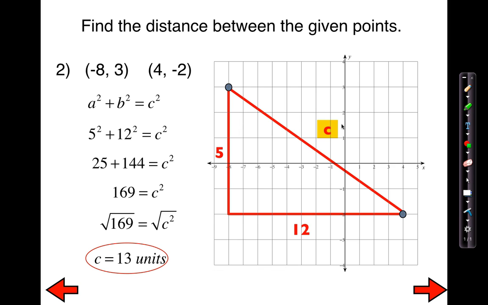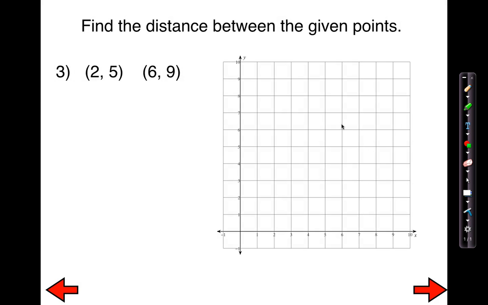So those two examples were nice, perfect squares. Now what do we do if they're not? So let's check it out. For number 3, we're given the same instructions to find the distance between the given points. I'm going to go ahead and plot the 2 points. 2, 5 is my first one, and then 6, 9 is my second one. I'm going to connect those 2 points.